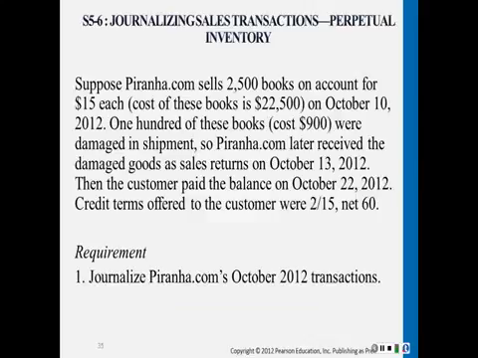Short exercise 5-6 is an example of journalizing sales transactions in a perpetual inventory system. Suppose Piranha.com sells 2,500 books on account for $15 each. The cost of these books is $22,500, on October 10th, 2012. 100 of these books, which cost $900, were damaged in shipment. So Piranha.com later received the damaged goods as sales returns on October 13th, 2012. When the customer paid the balance on October 22nd, the credit terms offered to the customer were 2/15 net 60. Journalize the transactions.